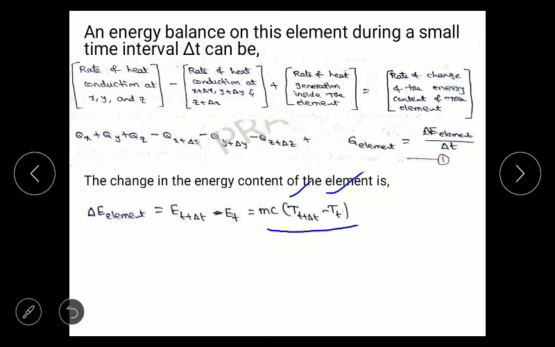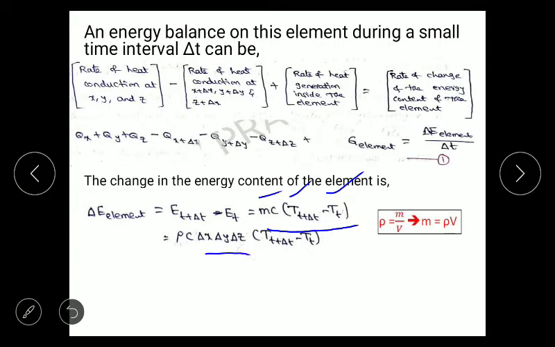We know the density rho equals mass by volume, from which mass can be written as density into volume. Now substitute this mass in this. So delta E of the element will become, mass is equal to rho into V. V is volume, and that volume is delta x into delta y into delta z, into c, with c being the specific heat, into the temperature difference. This will be the change in energy of the element.